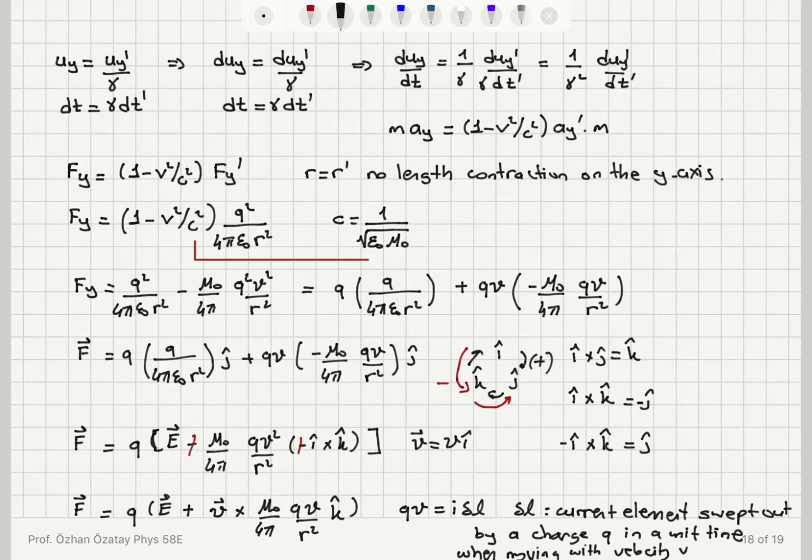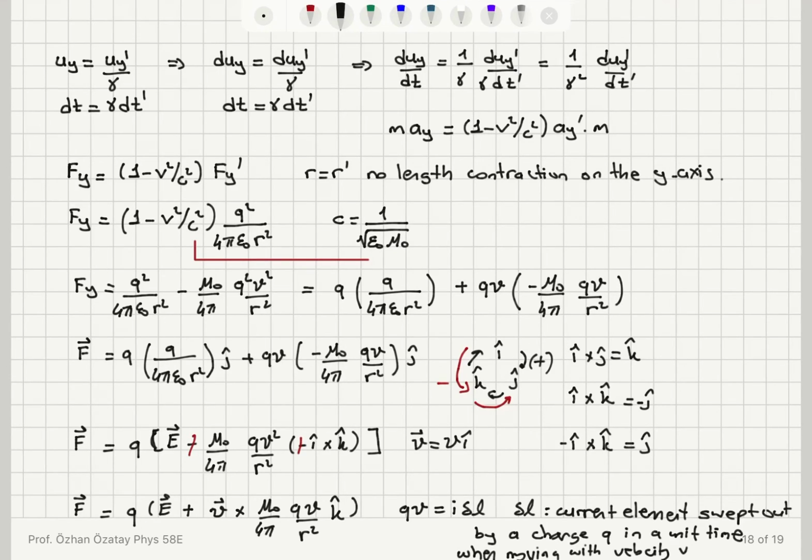Now I substitute for the speed of light 1 over square root of epsilon 0 mu 0, and I expand this, and I see that I have the force having q times q over 4 pi epsilon 0 r squared plus q v times minus mu 0 over 4 pi q v over r squared. If I write this as a vector, considering it as the force acting on the top charge, it's in the plus j hat direction. So all of these terms will have a plus j hat added to them. And then I realize that the q over 4 pi epsilon 0 r squared in the j hat direction is the electric field due to the bottom charge.